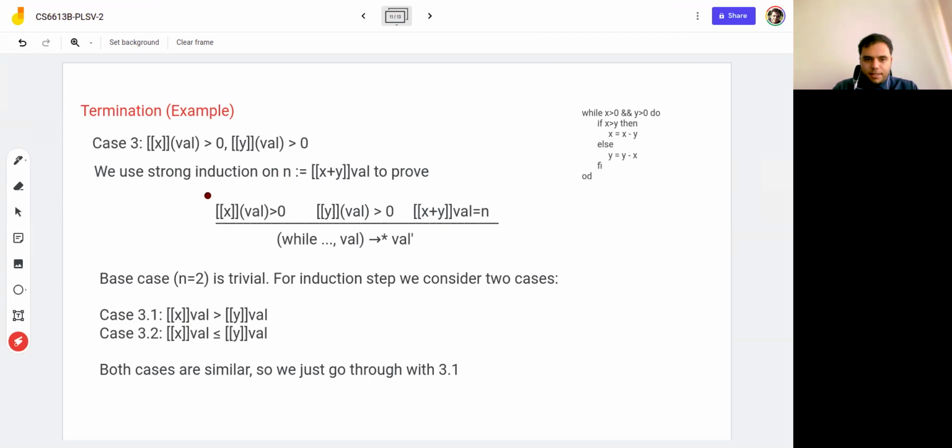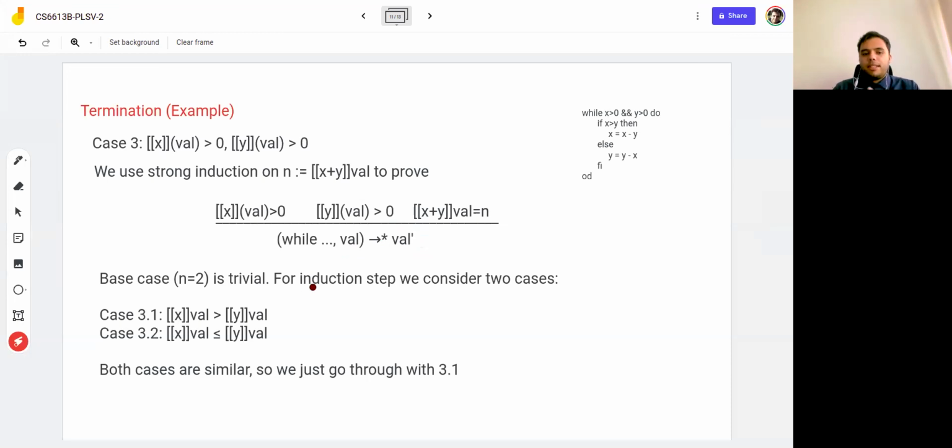So this is what we want to prove. We want to prove for every n that if the value of x is greater than 0 and the value of y is greater than 0 and the value of x plus y is n, then the program basically terminates. This is the same as termination, right? The program can even reach a state where there is nothing else left to execute.